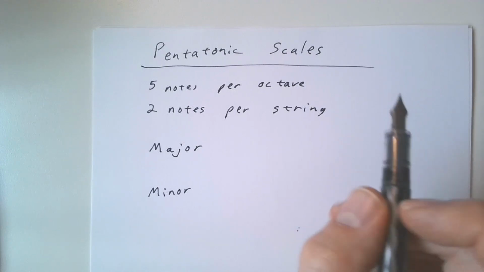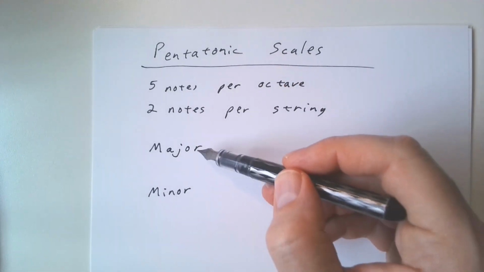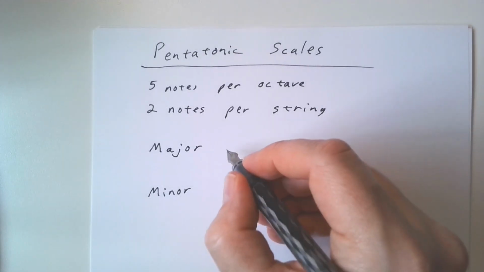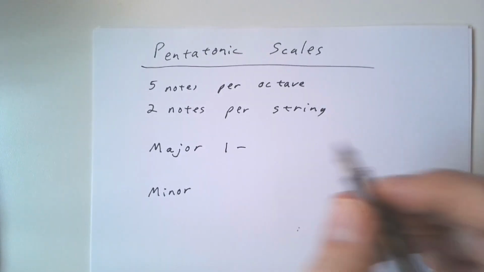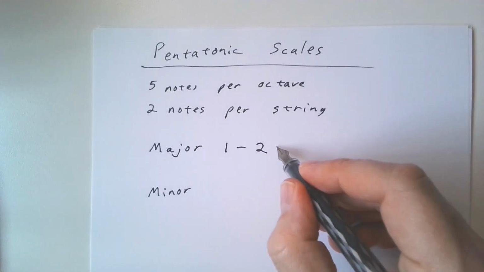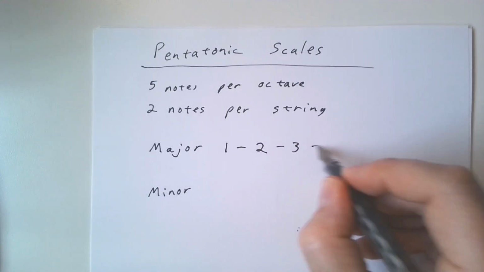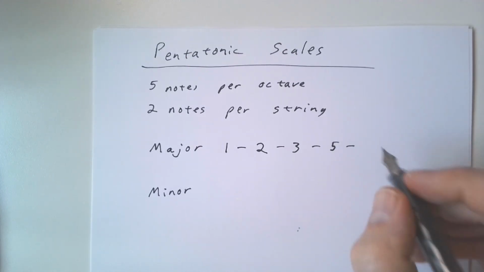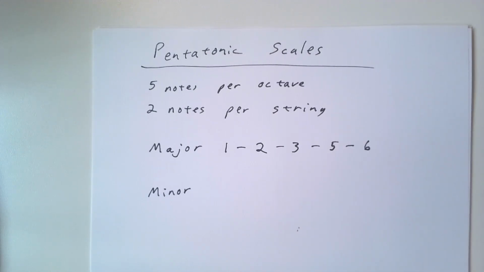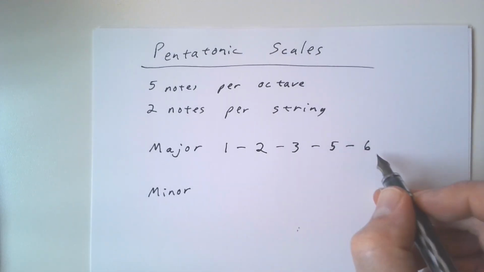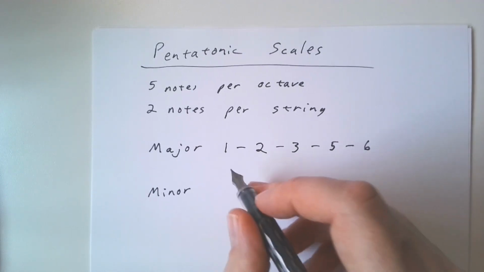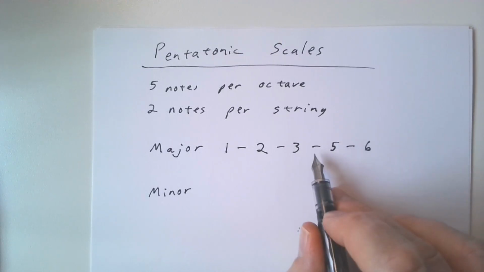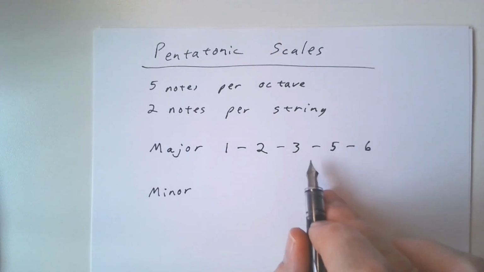Just like in diatonic scales, pentatonic scales have major and minor scales. The major pentatonic scale is going to be the 1, the major second, the major third, the perfect 5th, and the major 6th. These are all notes in the major scale, but we've removed the major 7th and the perfect 4th. So we only do the 1, the 2, the 3, the 5, and the 6.